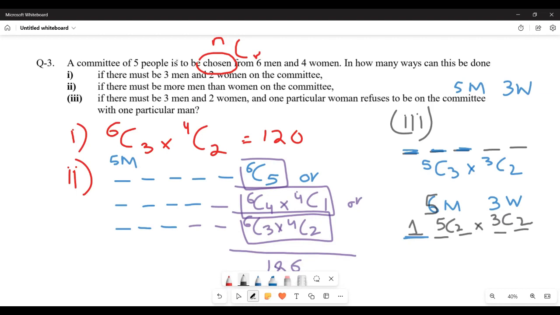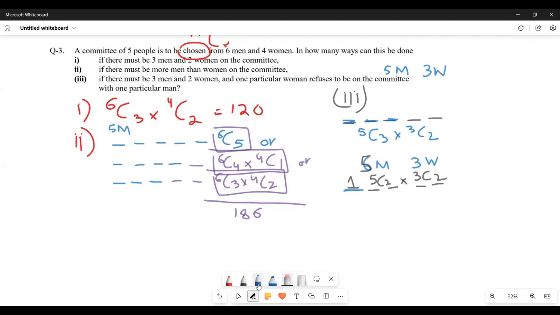Okay, so isme kya kiya hai? First, we've included that difficult guy. Uska ek spot aa gaya. 5 men reh gaye. 5 mein se ab 2 select hone hai. So 5C2. Aur 3 women hai. Ek wo jo, the one who fights with that guy is not included because they can't be included together. So times 3C2. Okay, ab hum kya karenge?